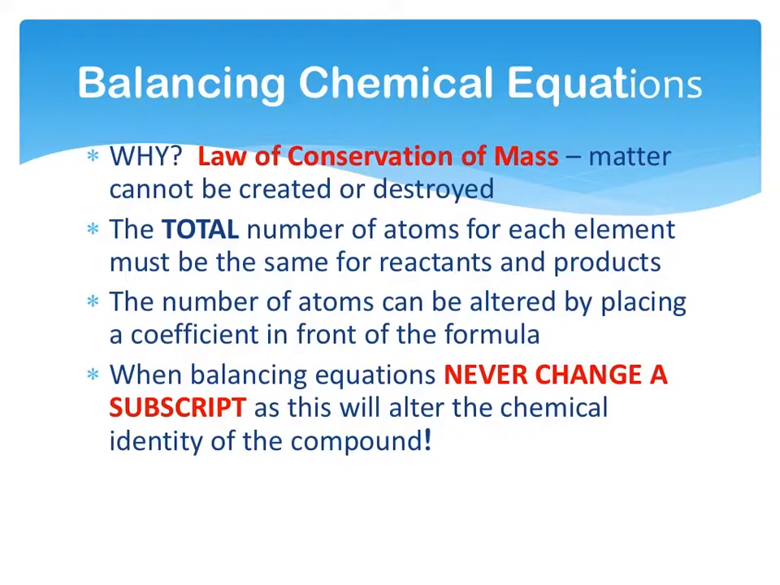Well, the total number of atoms for each element must be the same on the reactant side of the equation versus the product side of the equation. Remember, the reactant side is the left-hand side, or before the arrow, and the product side is the materials after the arrow, or on the right-hand side of the chemical equation. We can only change the number of atoms by altering the coefficient in front of a formula. Remember, we can never change the subscripts. By changing the subscripts, we actually change the chemical composition of that material. So the only thing we can change is the coefficient, which is the number in front of the molecule or formula unit.